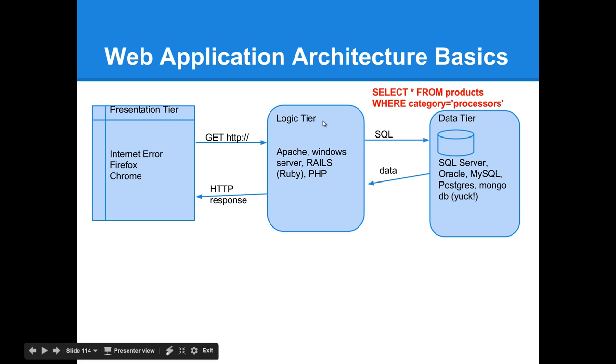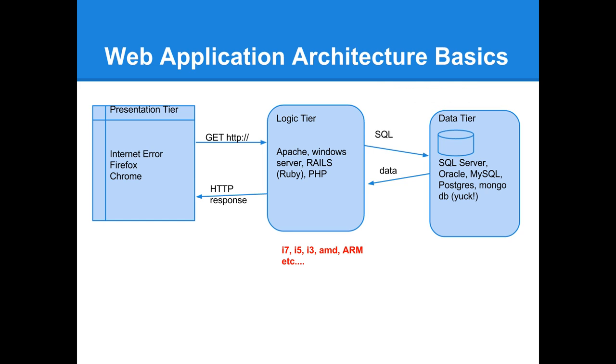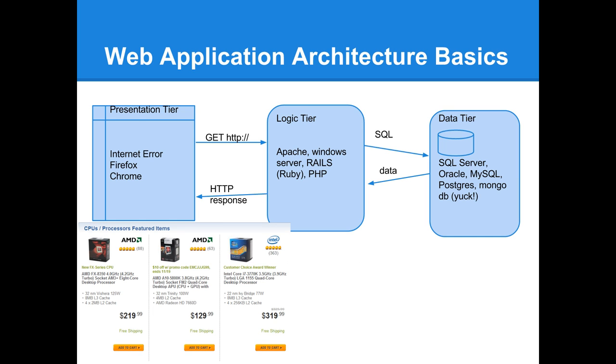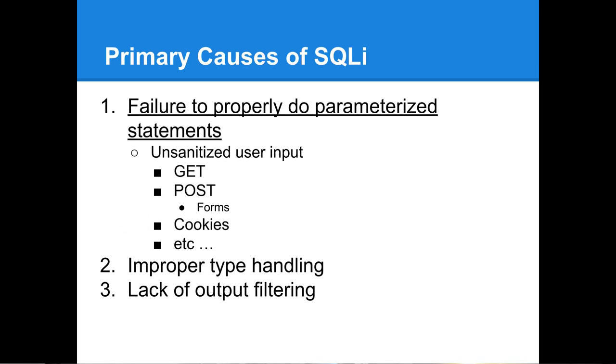And so on the logic tier, that would translate to retrieving data from my search, my GET request, to it wants to select all the records from the product table where the category fits a processor. And so I'll get all the results for i7, i5, AMD, etc. And then the presentation tier on my side, on the client side, will look like this.